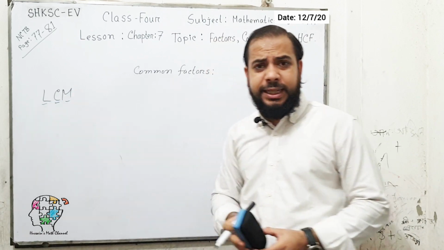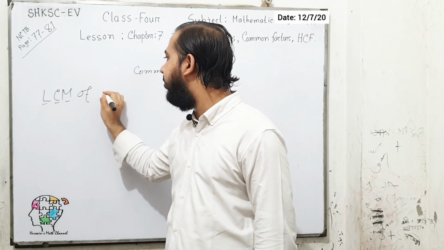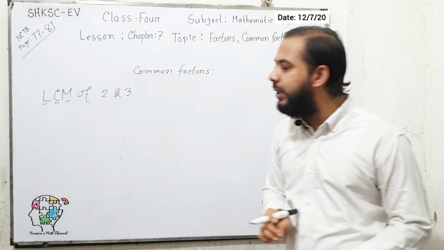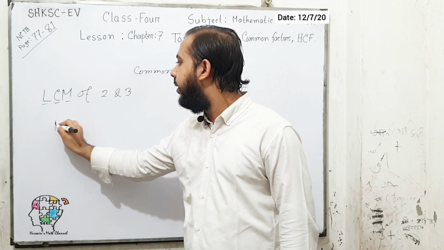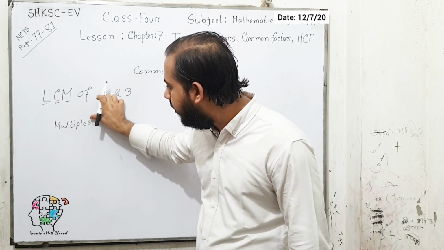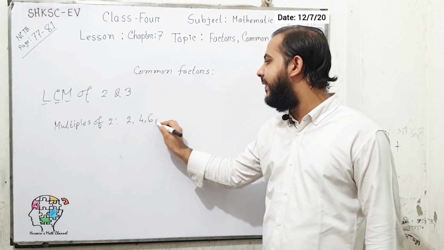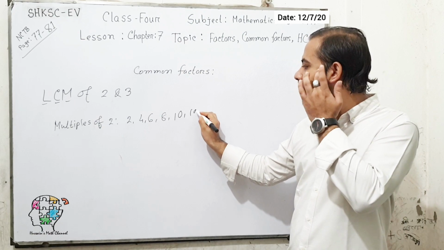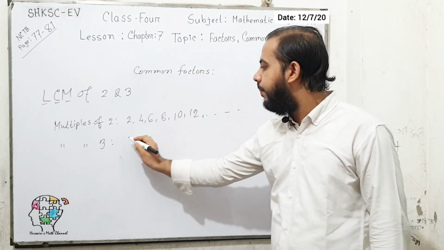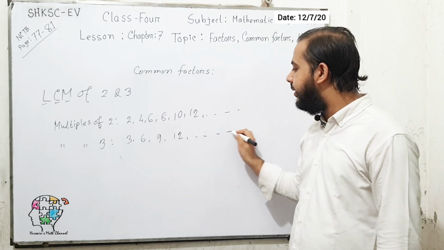So LCM, least common multiple. At first we find the LCM of 2 and 3. How we did this? At first we find multiples of 2. If you remember, multiples of 2: 2, 4, 6, 8, 10, 12 like this. And multiples of 3 becomes 3, 6, 9, 12 like this.